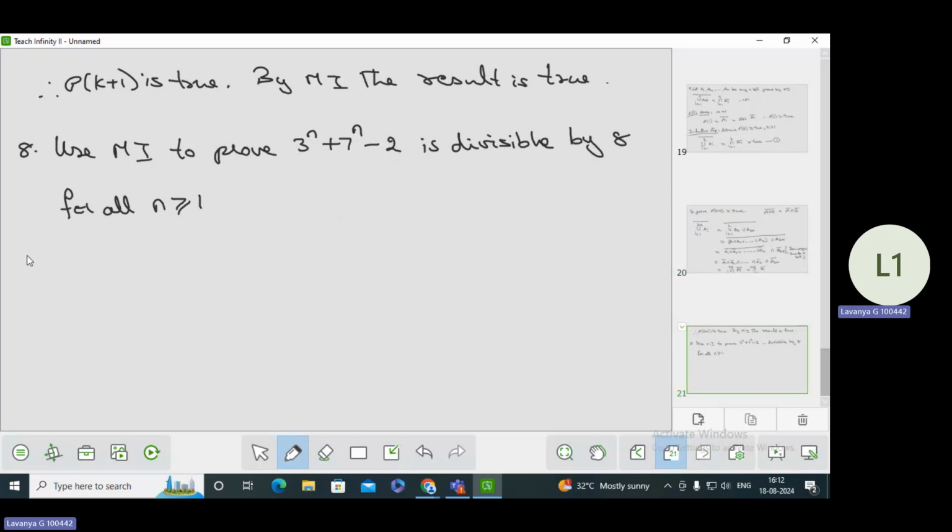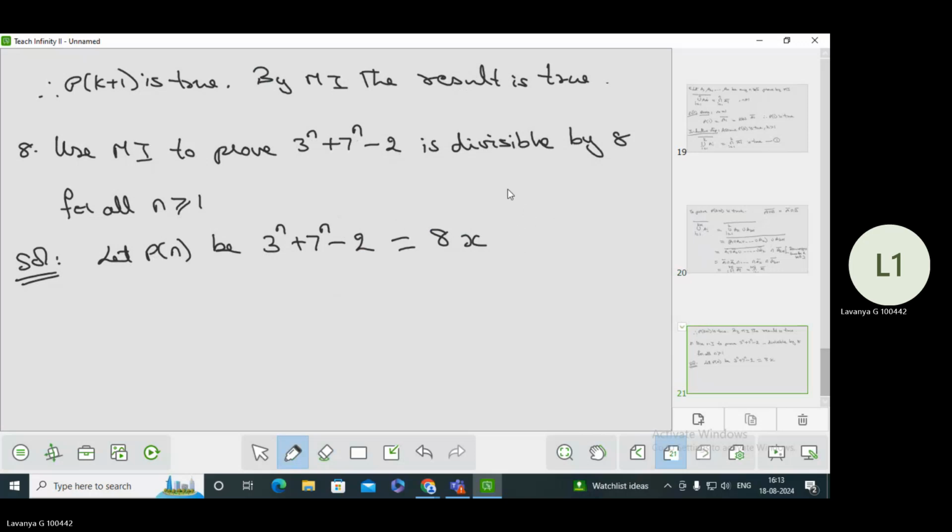Since n greater than or equal to 1 is given, our basis should be n naught equal to 1. So let P of n be: 3 power n plus 7 power n minus 2 is divisible by 8. So I may rewrite this as equal to some 8x. We will take this as a notation for P of n.